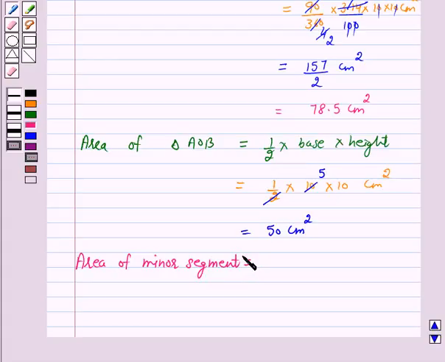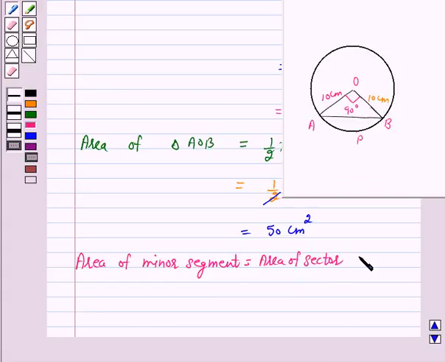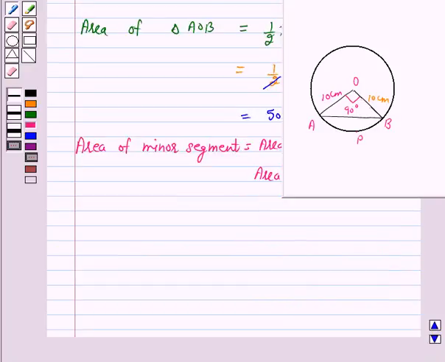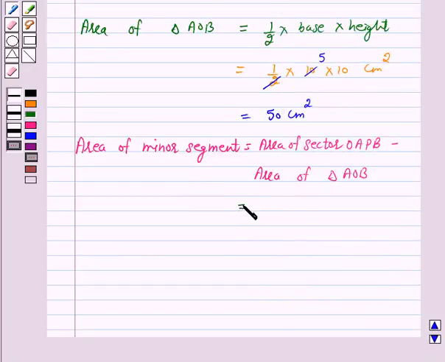Now according to our key idea, area of minor segment is equal to area of sector OAPB minus area of triangle AOB. Now area of sector is equal to 78.5 centimeter square minus area of triangle AOB is 50 centimeter square. So this is equal to 28.5 centimeter square. Part 2.